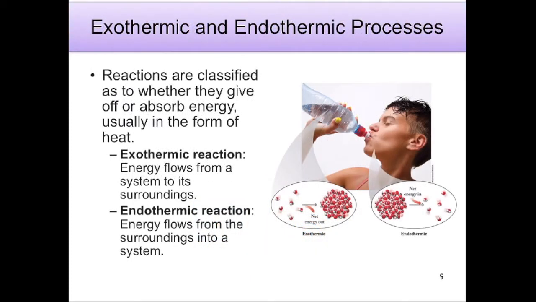surroundings. Now, reactions are classified as to whether they give off or absorb energy, usually in the form of heat or thermal energy. So we can talk about an exothermic reaction or an endothermic reaction. An exothermic reaction is one in which energy flows from the system to its surroundings. If you were to feel a reaction vessel in which an exothermic reaction is occurring, to you that would feel hot, because the reaction itself, the system, is releasing heat to its surroundings, which in this case would be the beaker and your hand, for example. So if it's releasing energy, you're going to feel that as heat.